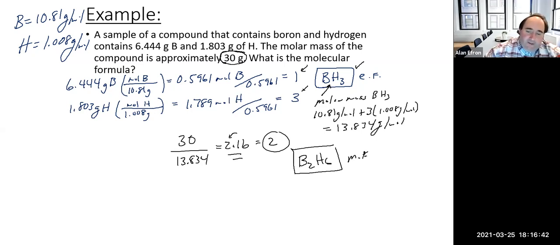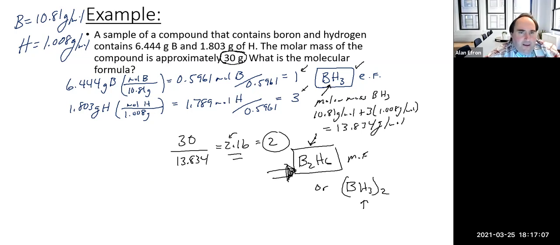Or again, if you wanted to, sometimes people will write it as two of these BH3 units. Most people will go with B2H6, but you still sometimes see people write it like that. Probably B2H6 is the better way of doing it. Any questions on those steps there? Okay.